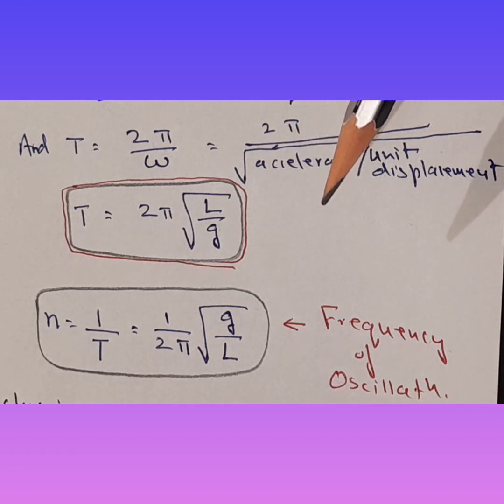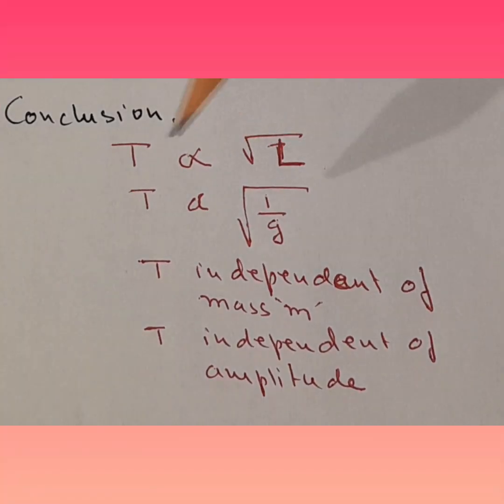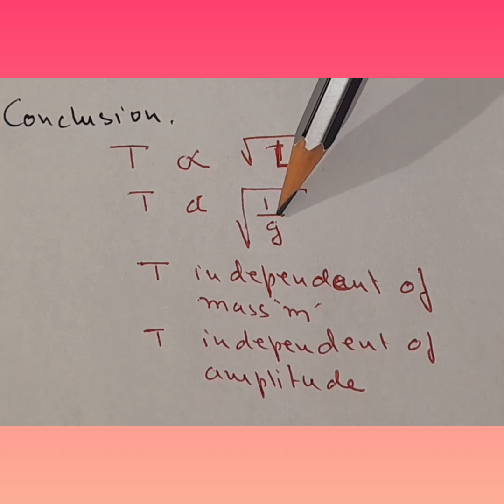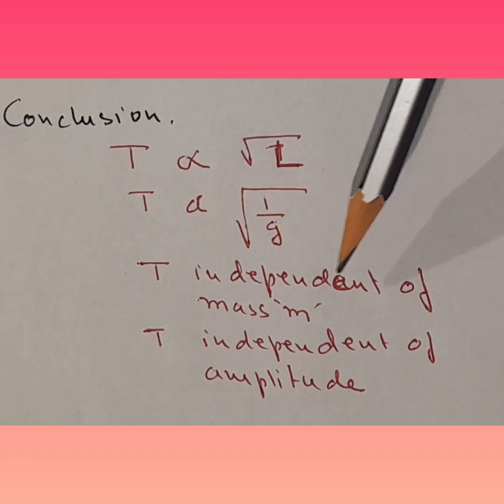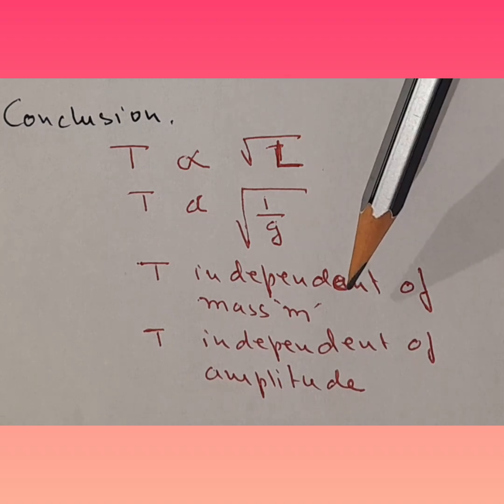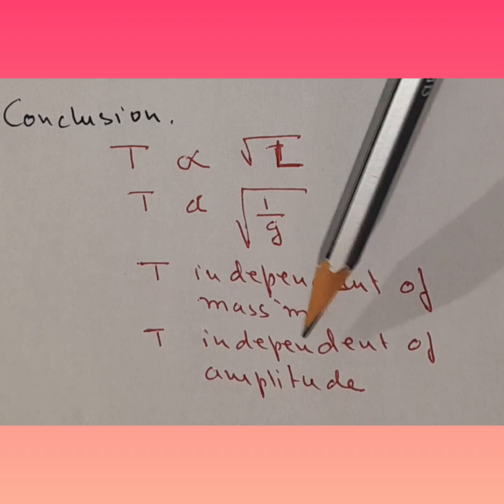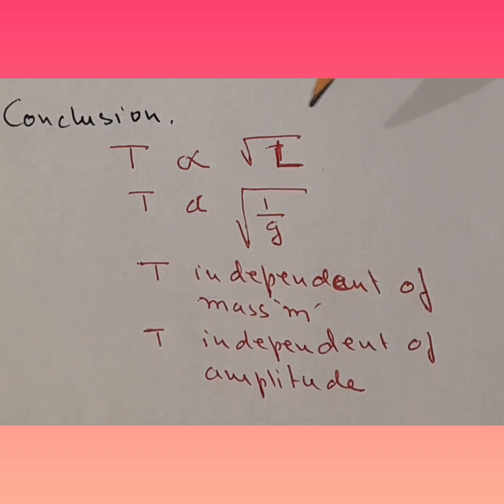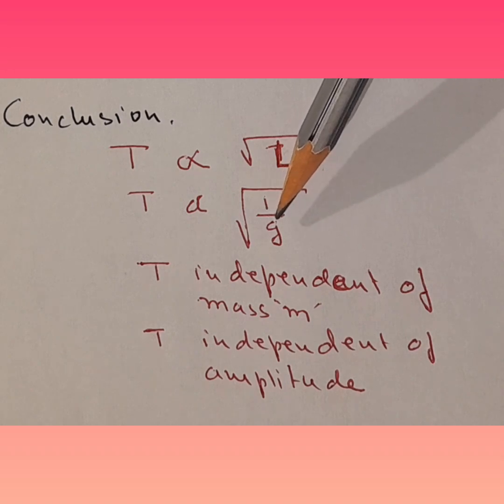Let's conclude this. The conclusion is that T is directly proportional to the root of the length of the pendulum, T is inversely proportional to the root of acceleration due to gravity, and T is independent of mass. We don't see mass anywhere in the picture, so whether the bob is heavy or light doesn't make any difference, and T is independent of amplitude. Keep one thing in mind: lots of questions are asked about gain and loss in time owing to an increase or decrease in the length of the pendulum, or moving to a planet with a pendulum where gravity is less.